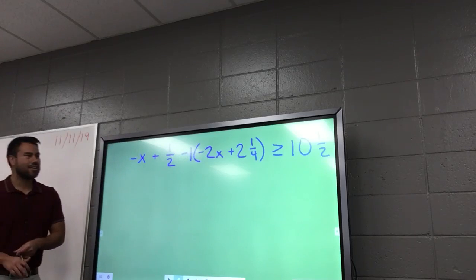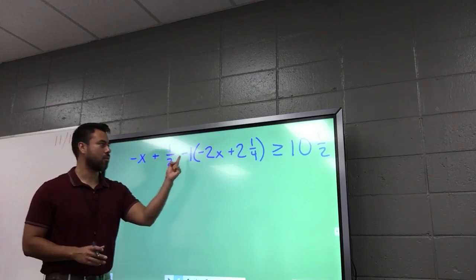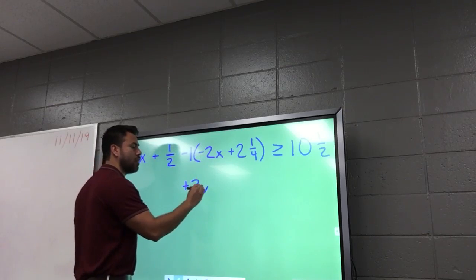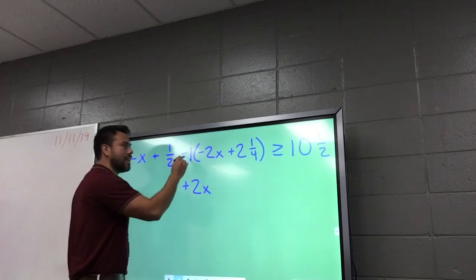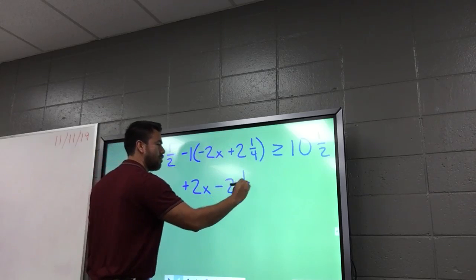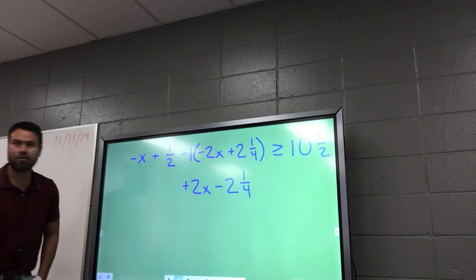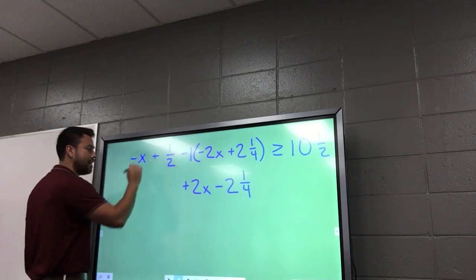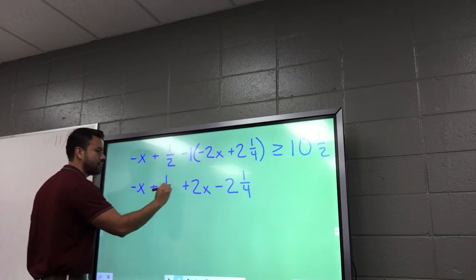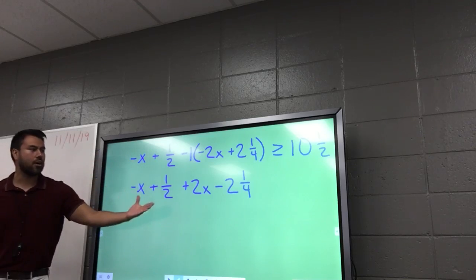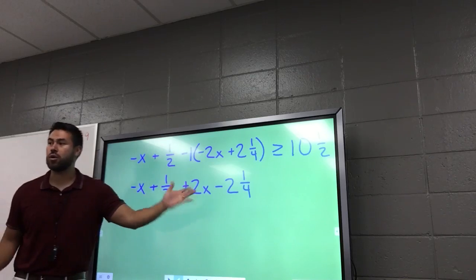Okay, here's what I'm going to do. Listen carefully. What's negative 1 times negative 2x? Positive 2x. What's negative 1 times positive 2 and 1/4? Negative 2 and 1/4. Right? And please correct me if I'm wrong, because that throws off everything. But I still had negative x plus 1/2. It didn't go away. Still? It's just right there. Okay, now I have 4 terms.